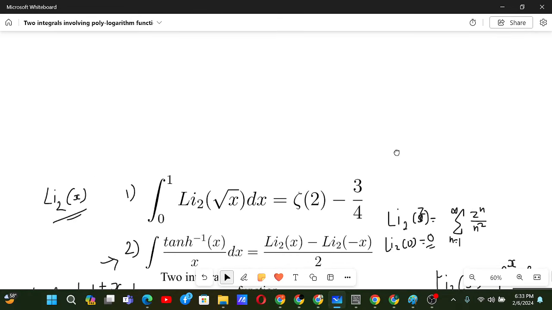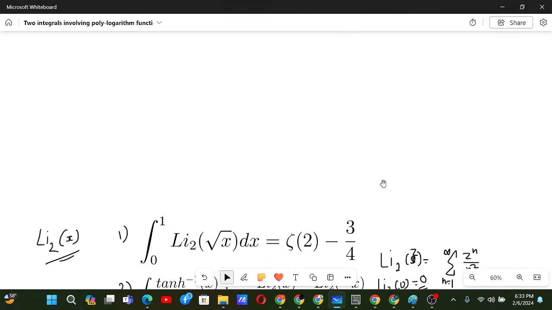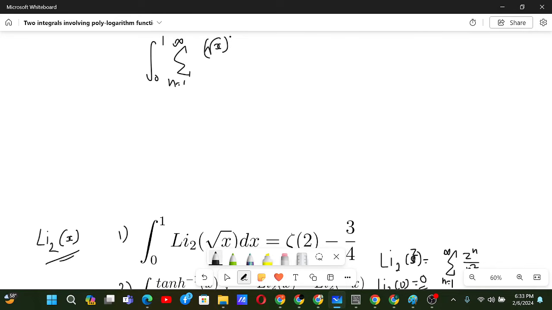The next problem is somewhat nicer than this one, because this was straightforward and just the use of the tool, but this one is a good problem. Basically, we have the integral from 0 to 1, and since there's Li2, we will have the sum from n equals 1 to infinity of root x to the power n by n squared. Now we can swap the summation and integral by the dominated convergence theorem. This will have x to the power n/2 by n squared dx.